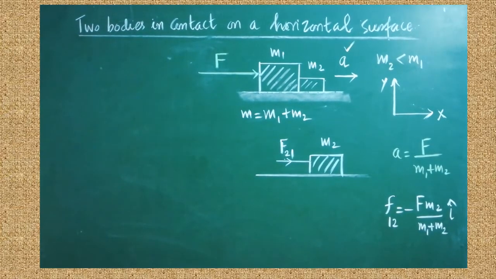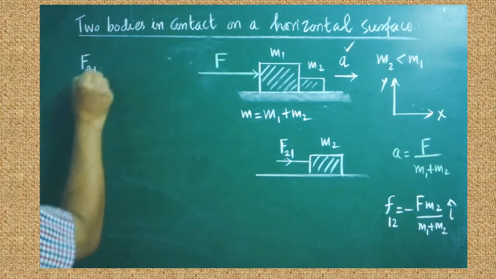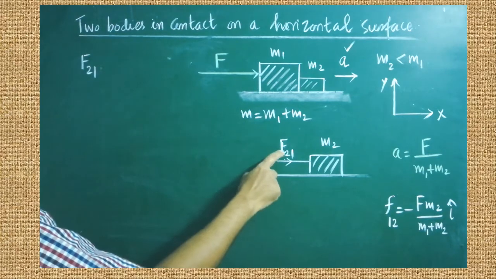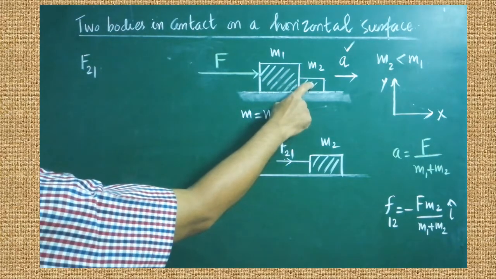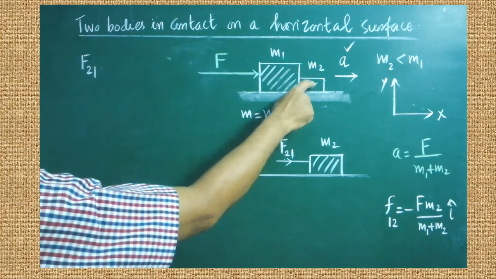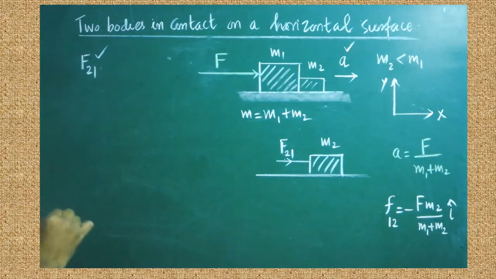Now we are going to derive the expression for F21. Are you clear? What is F21? Force acting on the second body, due to the first mass. Force acting on the second mass due to the first mass. So we are going to find out F21.